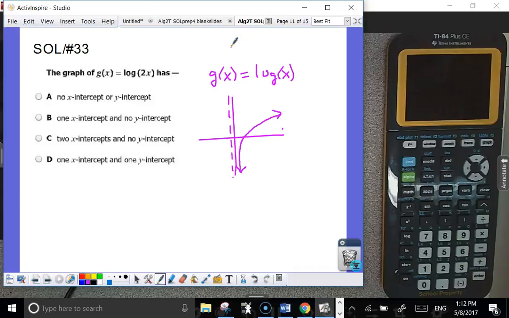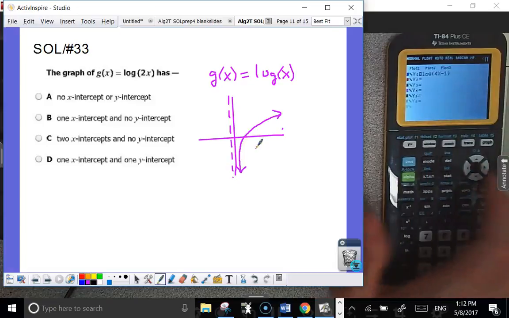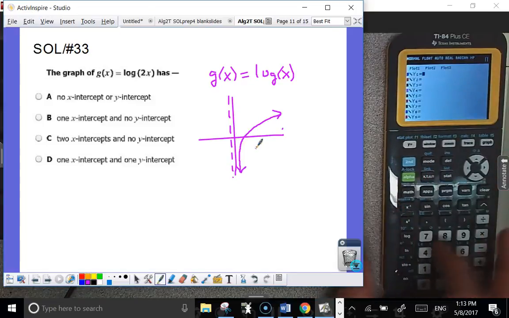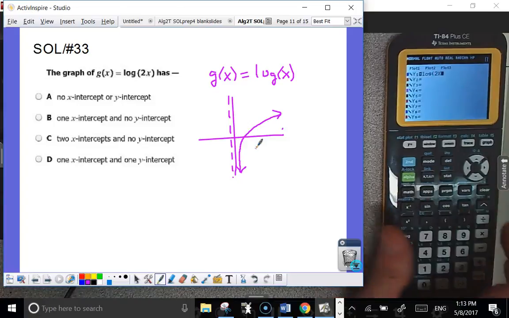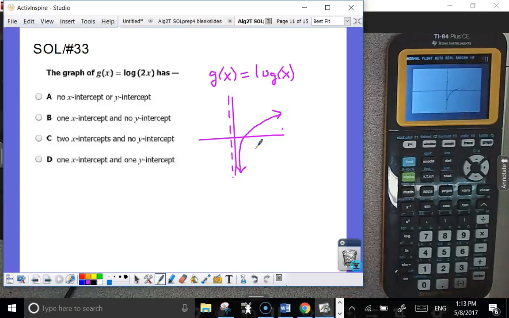But the basic shape is still there. If that were the case, how many x-intercepts and how many y-intercepts do you expect? 1 x, 0 y's. You can always graph it and just look. So y equals log of 2x. And I'm zoomed in, but I'll just stay zoomed in. So we see the 1 x-intercept for sure.